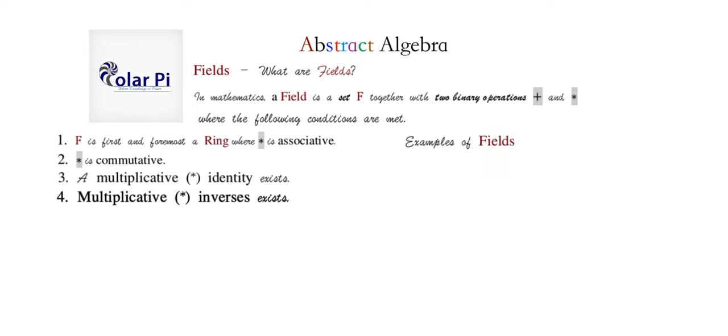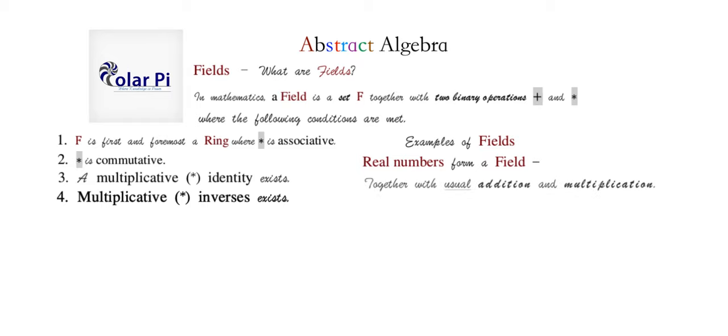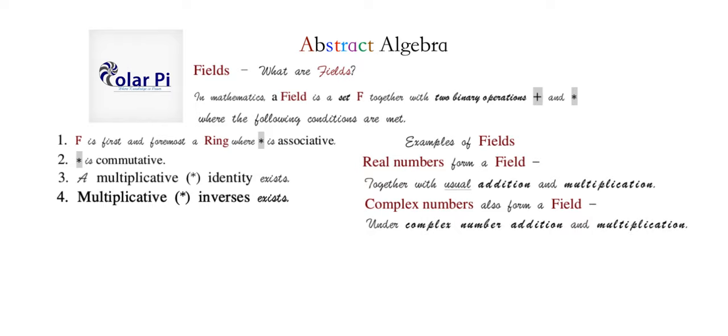So some of them are all too familiar. For example, the real numbers form a field with the usual addition and multiplication, and so do the complex numbers. The complex numbers also form a field with complex number addition and complex number multiplication.